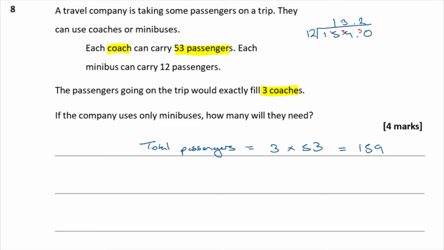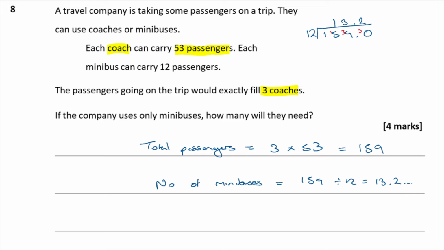remainder some. But already I can see what the answer is. I don't really need to do any more than that. I can see that it's 13 and a bit minibuses, but you can't have a part minibus. So you're going to have 14 minibuses. Okay, so I'm going to say number of minibuses is equal to 159 divided by 12, which we said was 13.2.